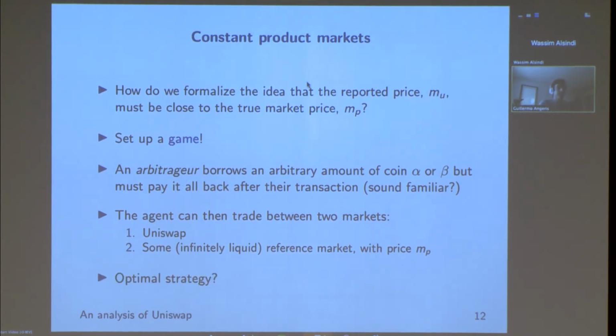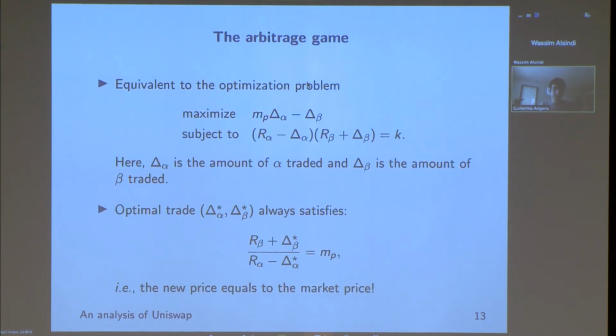So the question of this game is, of course, what's the optimal strategy? One way of phrasing this is as a very simple optimization problem. In this problem, the agent takes out a loan of delta beta coin beta, trades it with the Uniswap market, trading delta beta coin for delta alpha coin, and sells delta alpha coin back to the market for the market price MP. The trading part with Uniswap is given in the constraint, and then the agent simply seeks to maximize the difference between how much they sold and how much they borrowed.